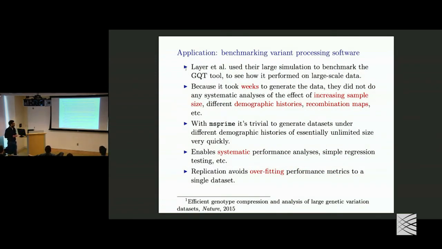So I wanted to show a few applications of MSPrime pretty quickly. One application is benchmarking variant processing software.